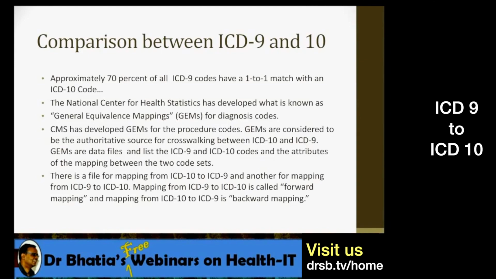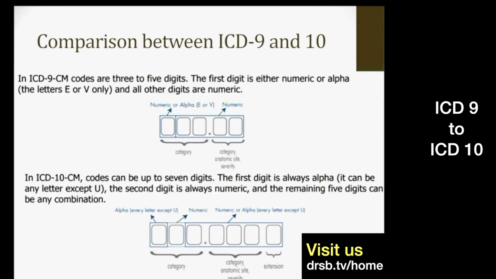So there is a file for mapping ICD-10 to ICD-9 and a file for mapping ICD-9 to ICD-10. So a mapping can be done both ways. This is usually called a forward mapping and a backward mapping. Now you must have noticed that I have mentioned that approximately 70% of codes have a one-to-one match. So what about the remaining codes?